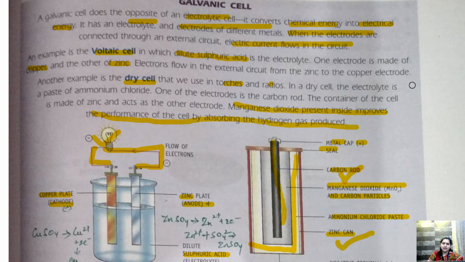So in a dry cell, the electrolyte is the paste of ammonium chloride. So ammonium chloride is acting as an electrolyte. One of the electrodes is a carbon rod. And the container of the cell is made up of zinc, which acts as another electrode. So what are the electrodes here? Carbon and zinc. And what is the electrolyte? Ammonium chloride paste. And what does manganese dioxide do? It only enhances the whole process.